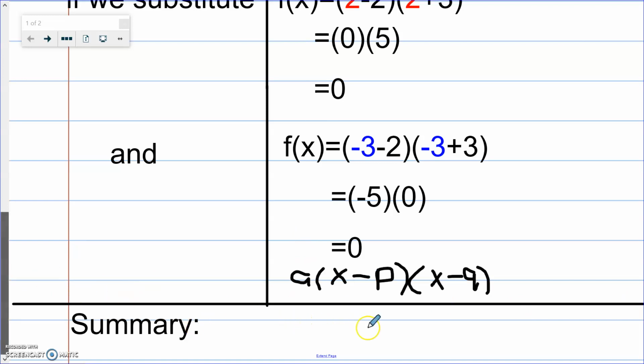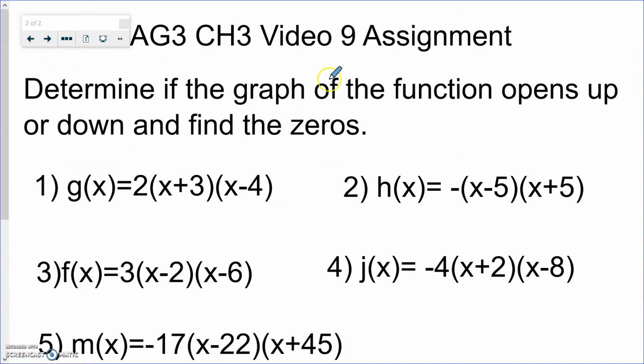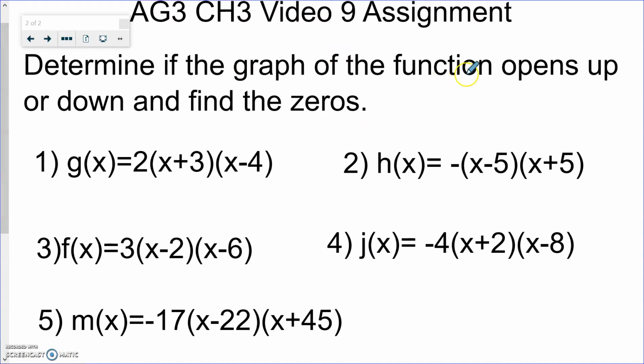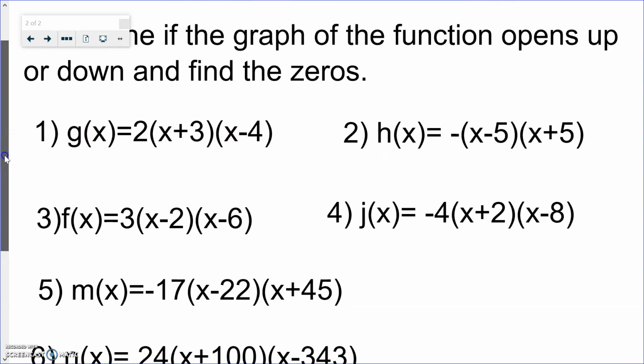Please take a moment to write a summary and then attempt the problems on a piece of paper. Please copy down our directions and our heading, and determine if the graph of the function opens up or down and find the zeros. So we have g of x equals 2 times x plus 3 times x minus 4. I want you to do all 8 problems.